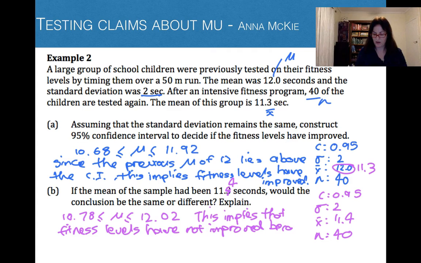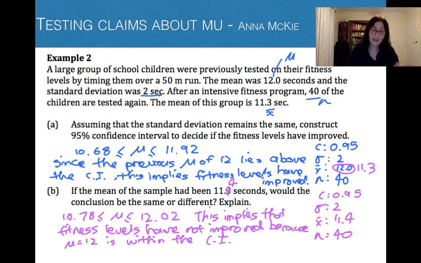because you always have to go back to that original mu, because mu equal to 12 is within the confidence interval. The confidence interval would have to lie completely below to imply that a change has occurred.